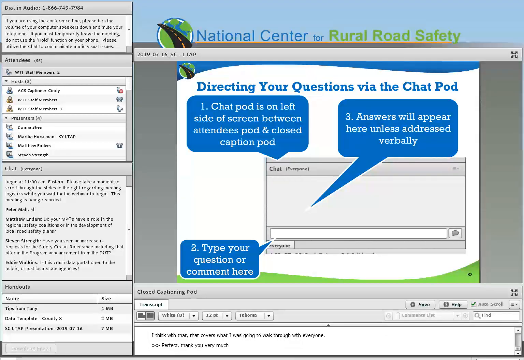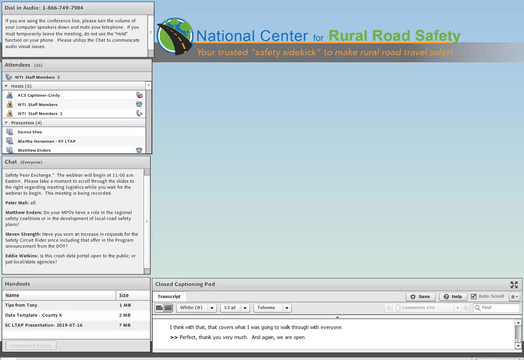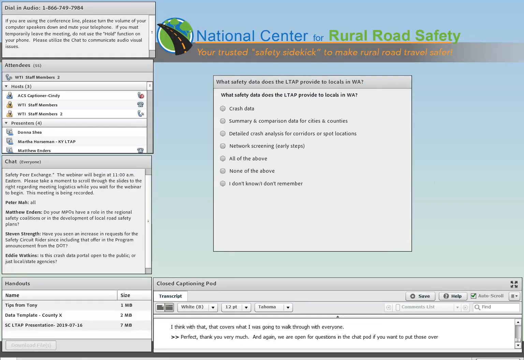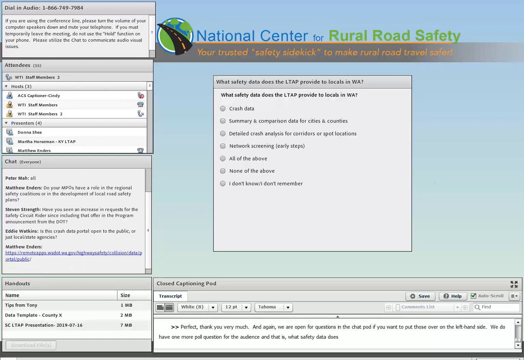And again, we are open for questions in the chat pod if you want to put those over on the left-hand side. We do have one more poll question for the audience, and that is, what safety data does the LTAP provide to locals in Washington? Crash data, summary and comparison data for cities and counties, detailed crash analysis for corridors or spot locations, network screening, all of the above, none of the above, I don't know, I don't remember. We'll give everyone just a few seconds.